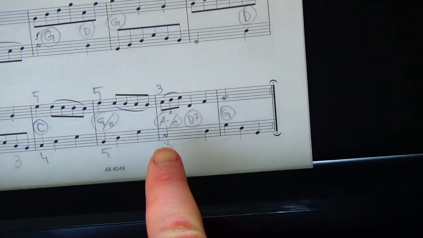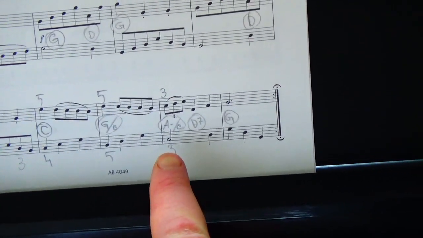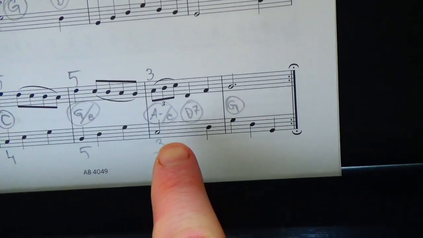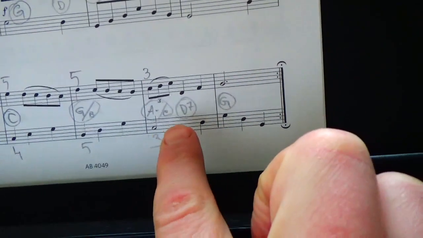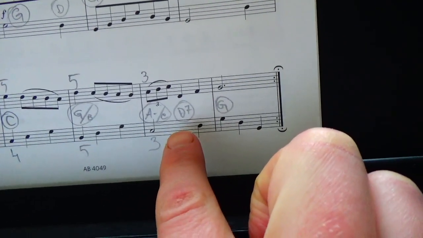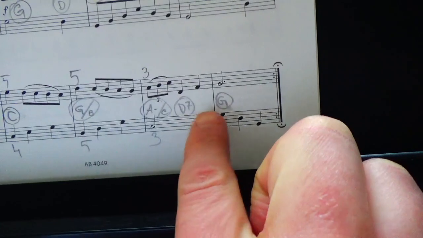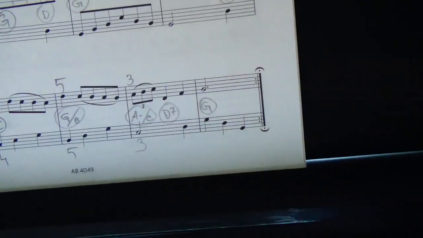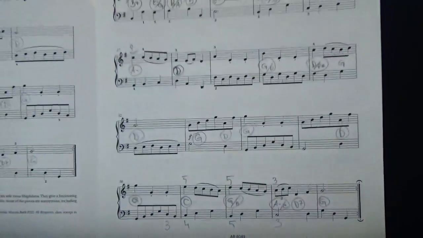Then we have, I would say, A minor in first inversion, so A/C, as you can see probably, for the first beat, and then again I would say D 7th, D for the second and third beat, D 7th, ending with a G. So this is a quick analysis.